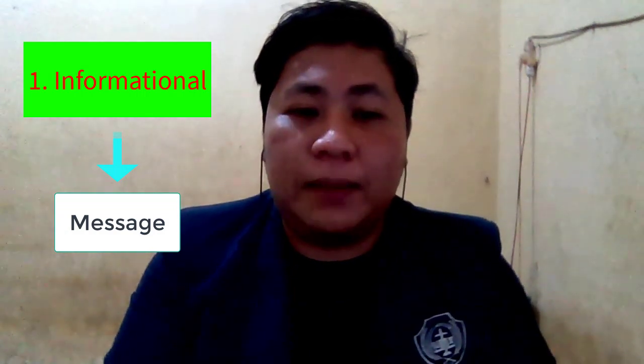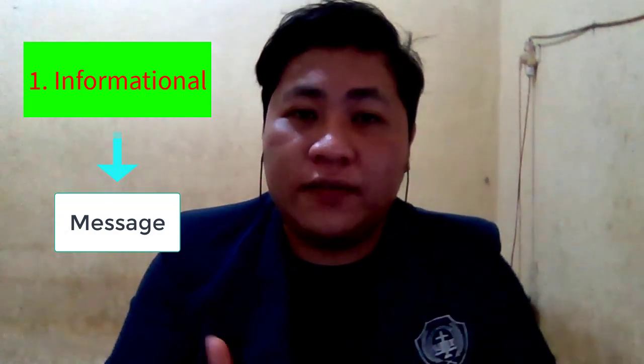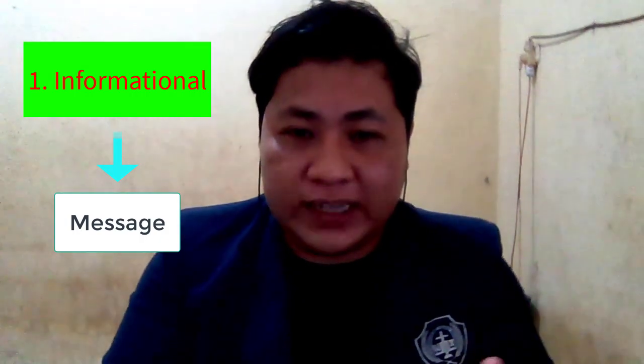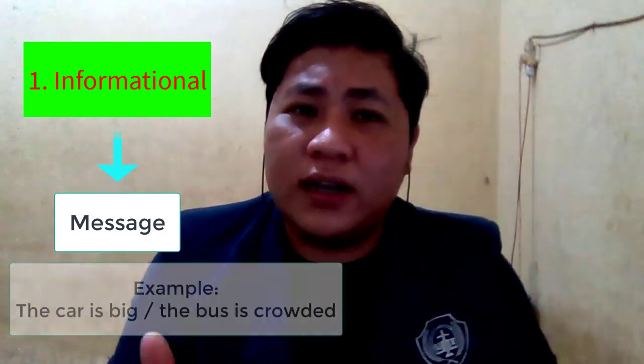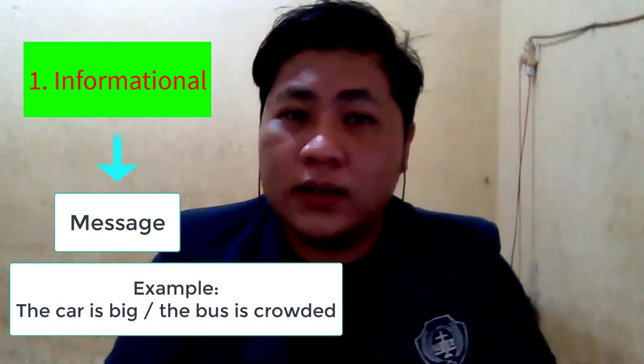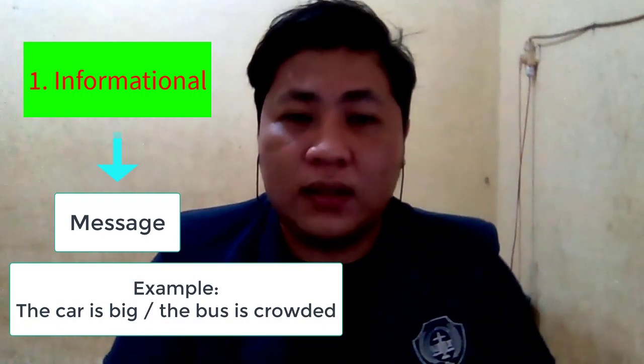Okay, first of all, the informational function, which everyone tends to assume is most important. In fact, this function concentrates on the message. It is used to give new information. It depends on truth and value. For example, the car is big or the bus is crowded.